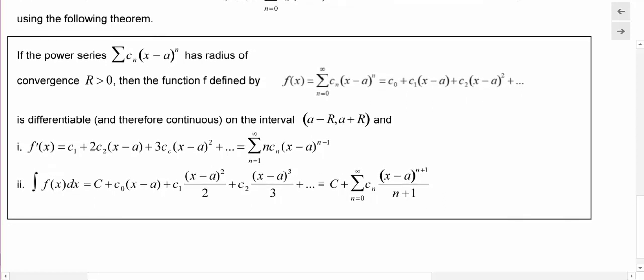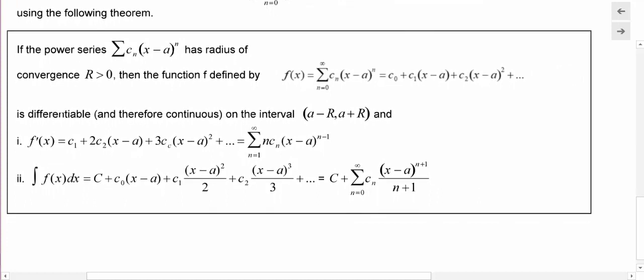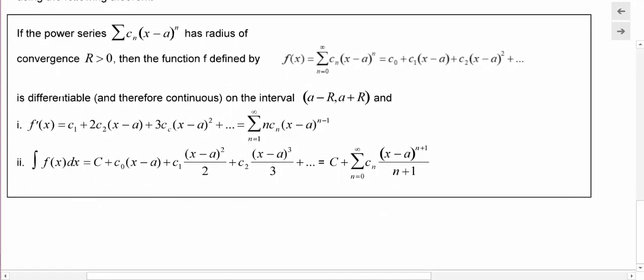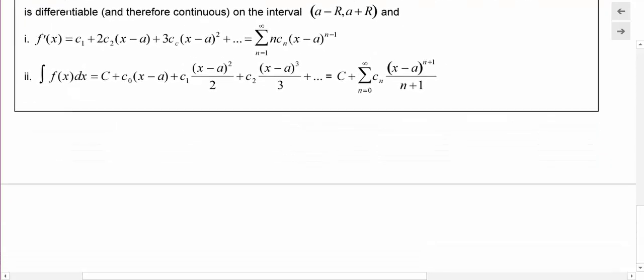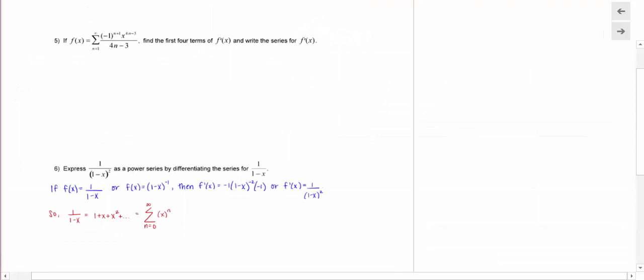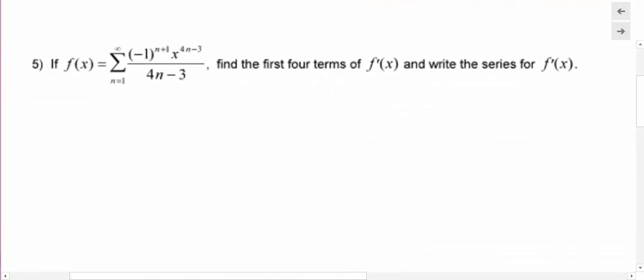Because these are power series, we have nothing but powers of x, or x minus a, for example. So we are going to be using the power rule for differentiation and for integration. It's basically what it says. Okay? So let's look at one example here. If your function is this infinite series, find the first four terms of f prime of x and write the power series for f prime of x.